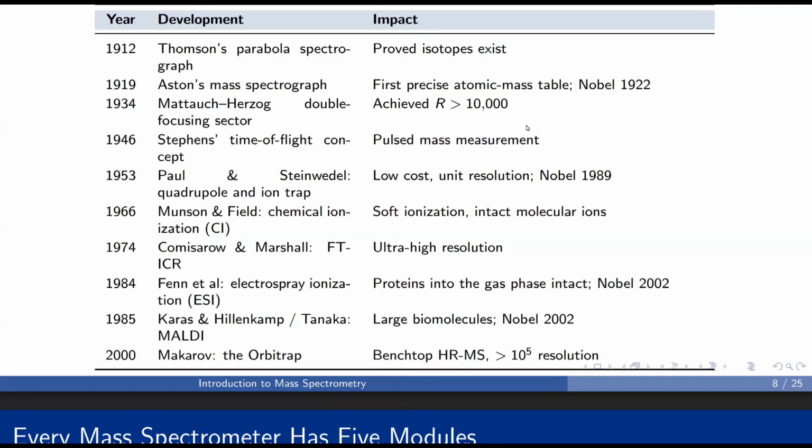Jumping ahead, in 1953, Wolfgang Paul at Bonn invented both the quadrupole mass filter and the three-dimensional ion trap. These turned out to be the right designs for cheap, compact, low-resolution instruments. Today, every GCMS in a modern lab is a quadrupole. Paul shared the physics Nobel in 1989.